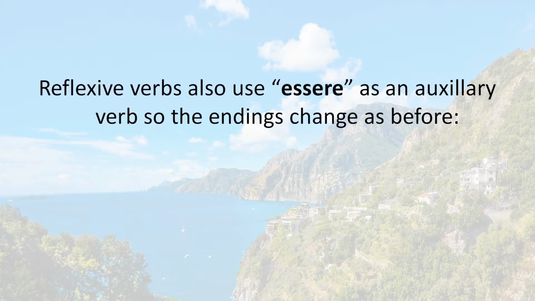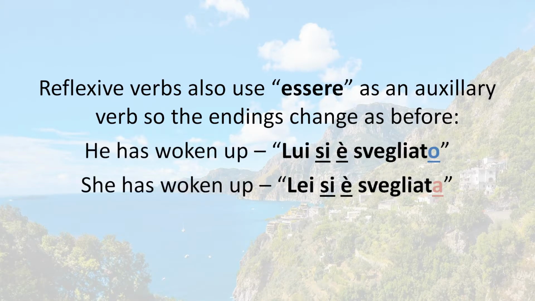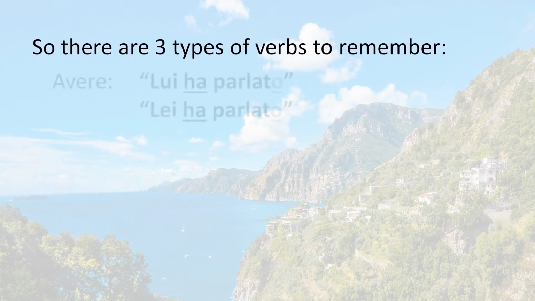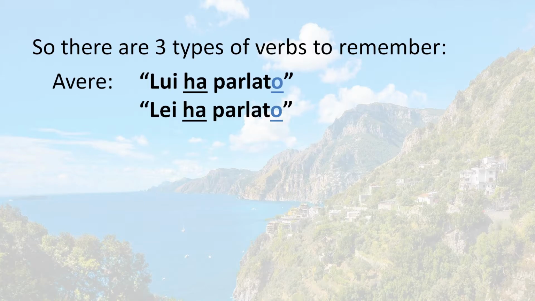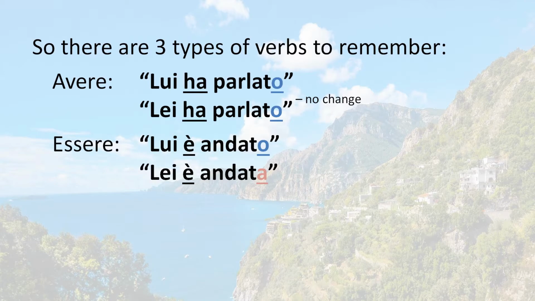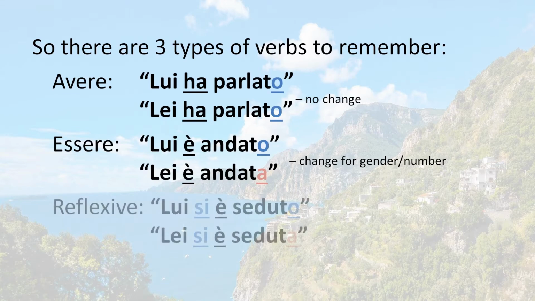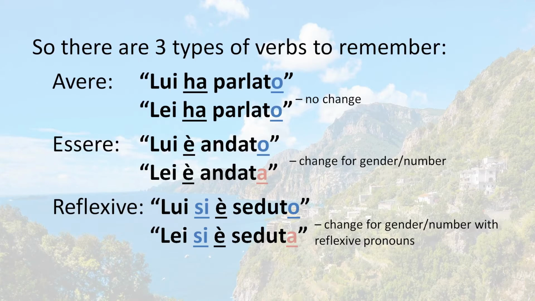Reflexive verbs also use essere as an auxiliary verb, so the endings change as before. He has woken up. Lui si è svegliato. She has woken up. Lei si è svegliata. So there are 3 types of verbs to remember. Ones that use avere, lui ha parlato, lei ha parlato, no change. The ones that use essere, lui è andato, lei è andata, changes for gender and number. And reflexive verbs, lui si è seduto, lei si è seduta, changes for gender, number, and with reflexive pronouns.